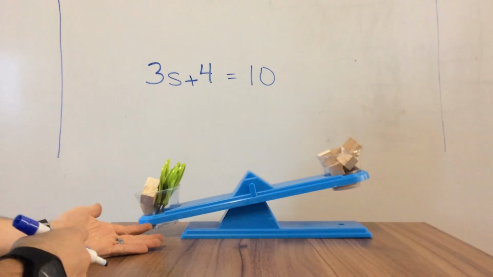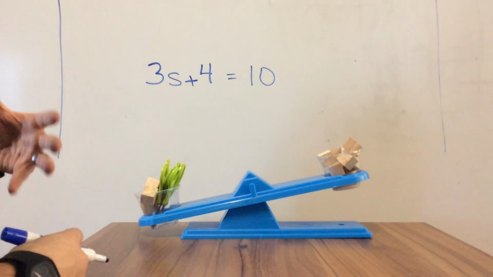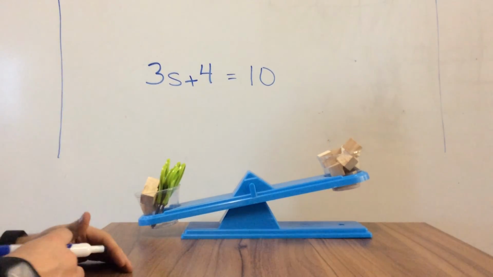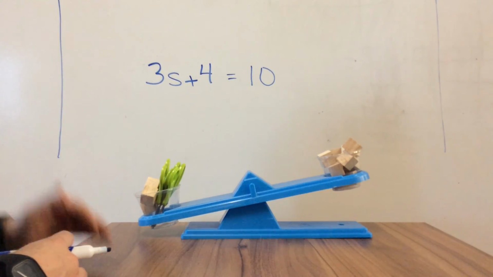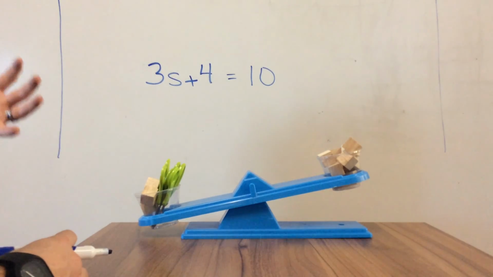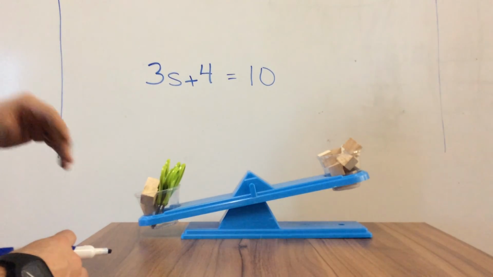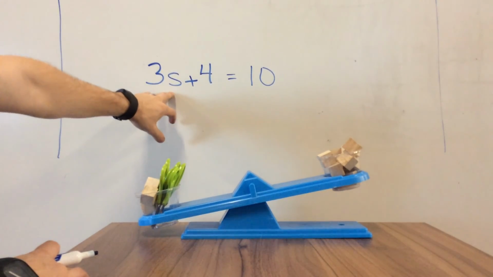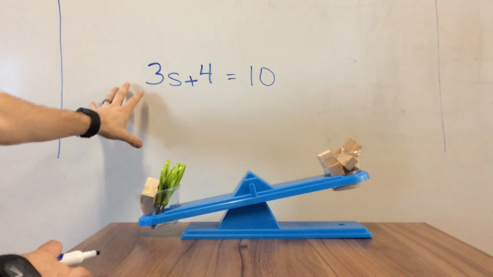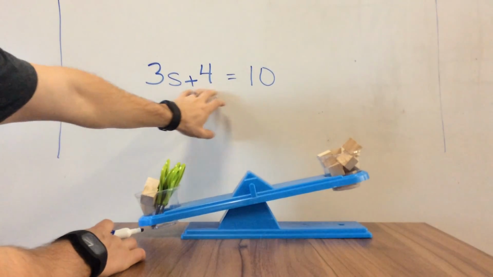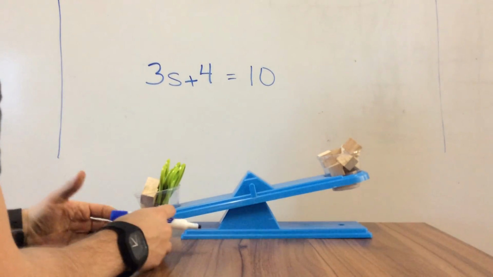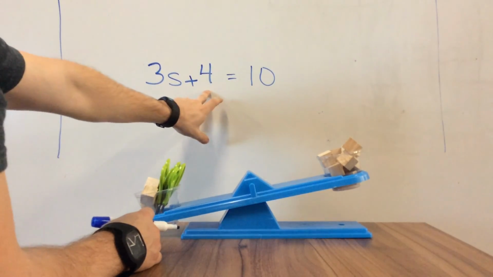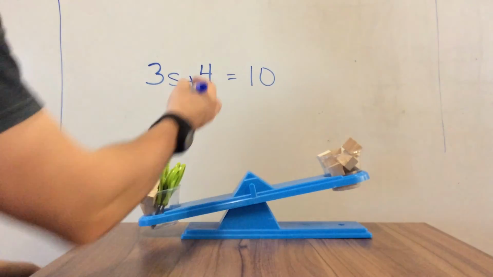I'm still going to do the same thing I did before. My goal is to get this variable by itself. With this sort of situation, you want to do the easiest thing first, basically. We can't worry about getting this 3 detached from this s, because that's just a messy situation of division. So we're going to do what we did before. We're going to start off by undoing the addition. How do we undo addition? Well, I'm going to take those 4 blocks out.